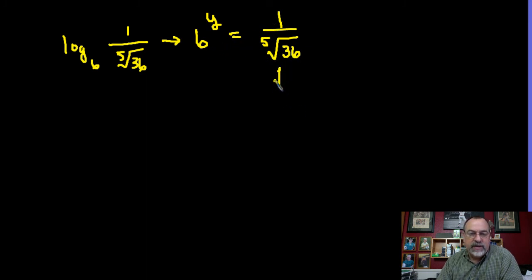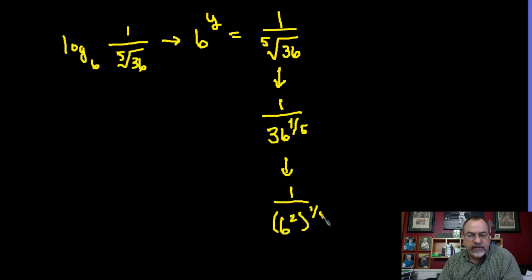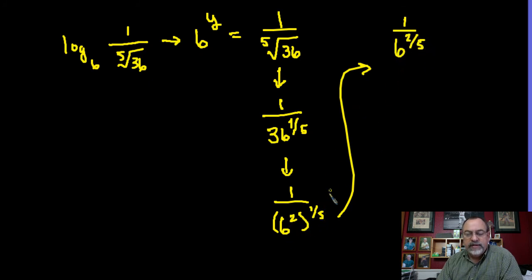So I've got to do a couple things here. First of all, I'm going to change this root into a fractional exponent, 1/5. I know I'm going to need a base 6. 36 I can change into 6 squared. So that's 36 to the 1/5. Then I'm going to bring this up here. So I have 1 over 6 to the 2/5. Okay, changing that, multiplying these exponents.